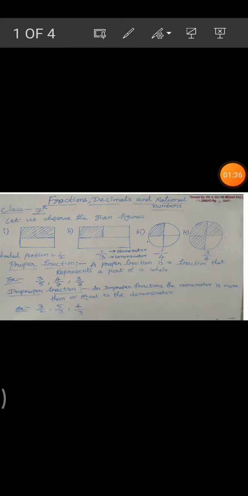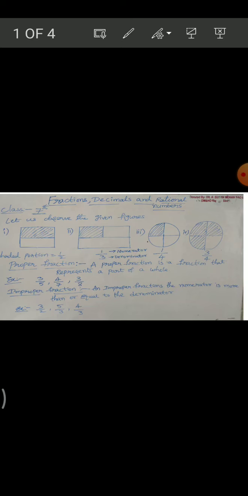Here, how can we write the shaded portion? It is 1. So we write 1 in the numerator place, and the total parts are 2, so that value we write in the denominator. Already we learned about numerator and denominator in our previous classes. The upside value is called the numerator and the downside value is called the denominator.